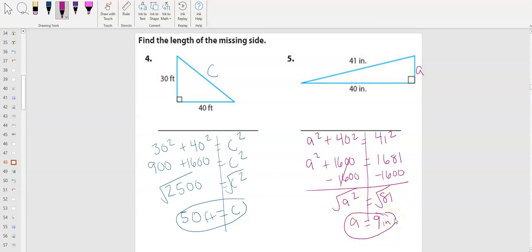Now, if you're ever confused going, I don't know if what I did was right, you can always plug it back into your formula. 9 squared plus 40 squared, does that equal 41 squared? You can do the same over here and do 30 squared plus 40 squared and just double check your work. See if that's true and use your calculator to see. And if you do that, though, you'll find that we are right on both sides.